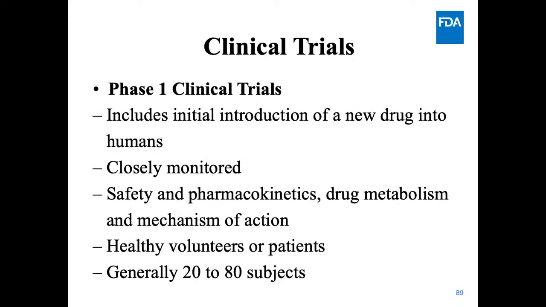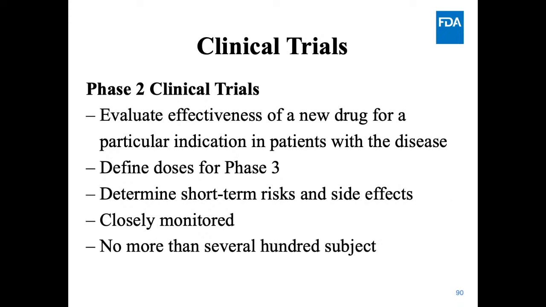Phase 1 includes the initial introduction of a new drug into humans, closely monitored: safety, pharmacokinetics, drug metabolism, mechanism of action, in healthy volunteers or patients, generally 20 to 80 subjects. In phase 2 clinical trials, we evaluate the effectiveness of a new drug for particular indications in patients with the disease, define the dose for phase 3, and determine short-term risks and side effects, closely monitored, with no more than several hundred subjects.